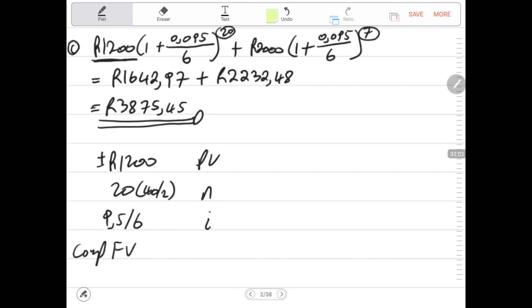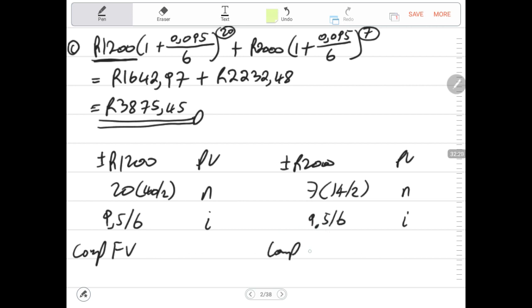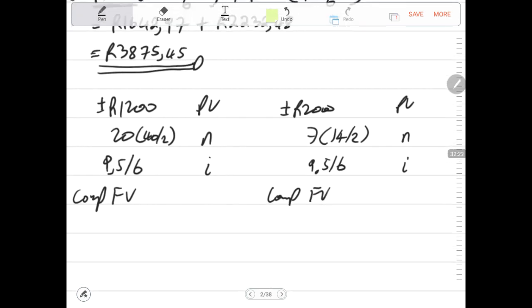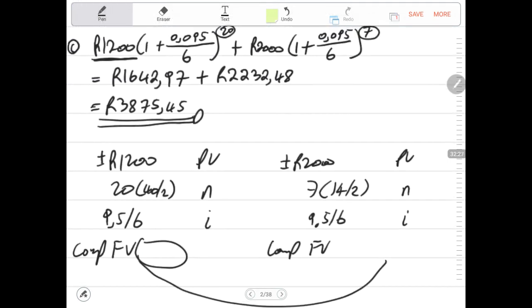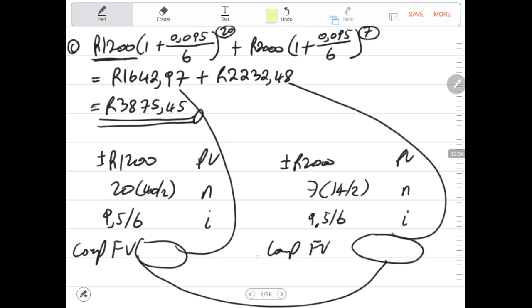Then on the other side you'll have your plus minus 2,000 rands, which is your present value. Your N will be 7, which is 14 over 2. Then your interest will be 9.5 divided by 6. Then you compute the future value. Then you add the two future values. This future value here will be exactly equal to this amount, and this future value here will be exactly equal to this amount. Then you add the two, and they give you the sum of the two future values.